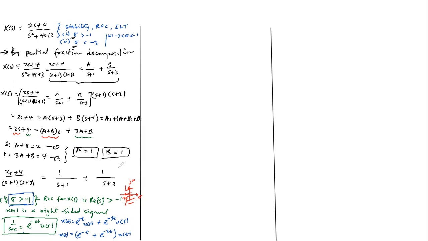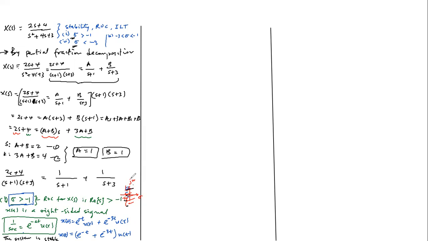For that, you see that we want to also test for stability. You see that j omega is within the region of convergence. So this system is stable. Finally, we can also mention that the system is stable since the region of convergence includes the j omega axis.